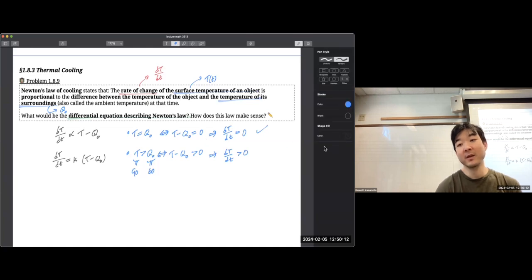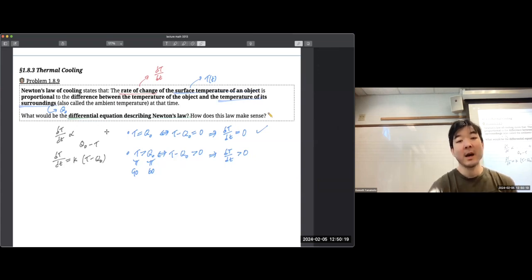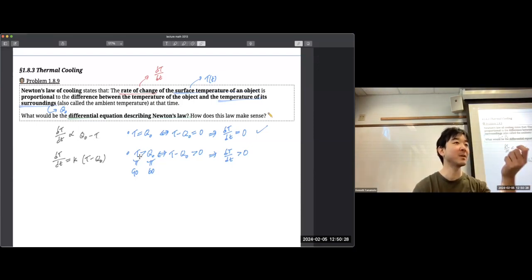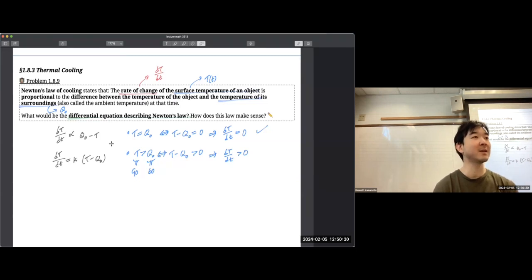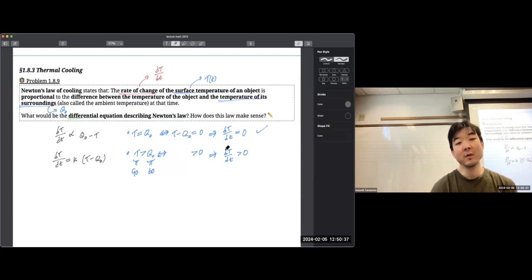So this is not quite the right form, but I can easily fix this. Instead of T minus Q naught, maybe it's really supposed to be Q naught minus T. I just wrote exactly what it said, the difference between the temperature of the object and the surrounding, but it never said which order. This is still the difference, but you're taking the surrounding temperature minus this. And if you had T greater than Q naught, then Q naught minus T will be less than 0.